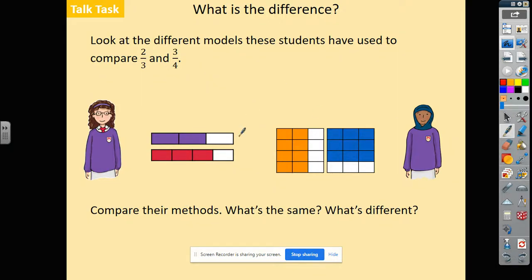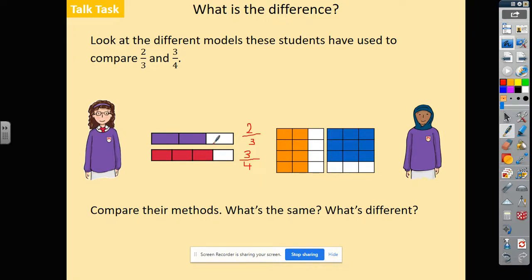So you may have noticed that here we've got two wholes that are the same. We have split this top one into 3 parts. We've highlighted 2, so we have our 2/3. Then this one, we've got the same whole, but we've split it into 4 parts. We've shaded the 3, so we knew that we had 3/4.